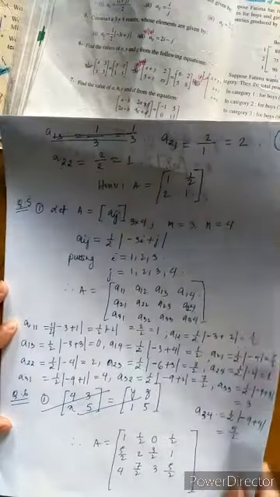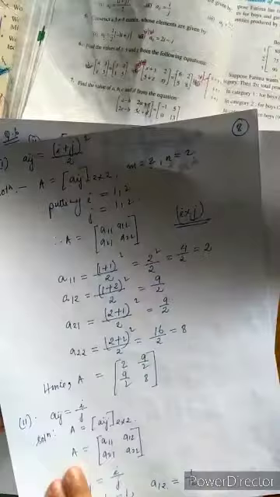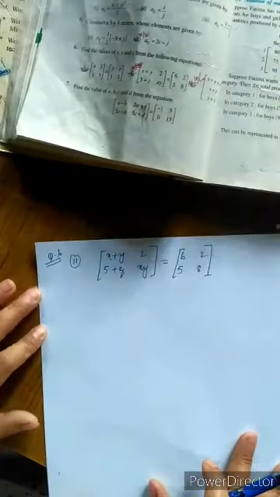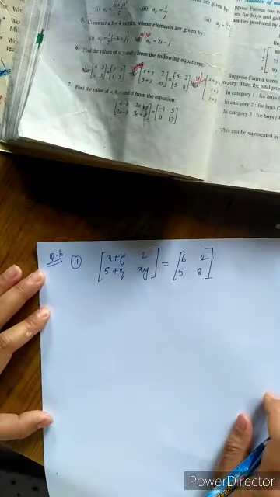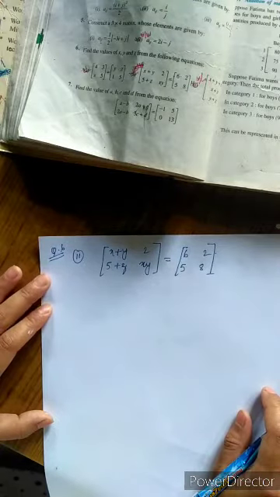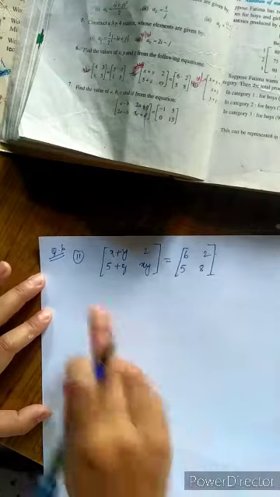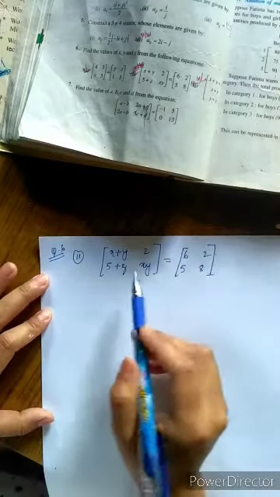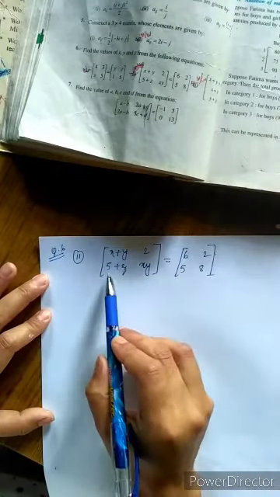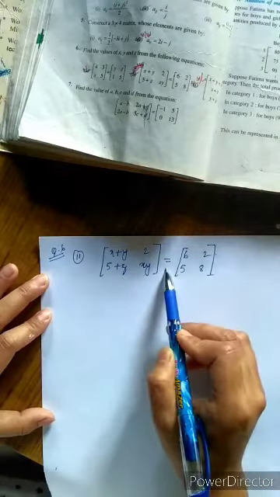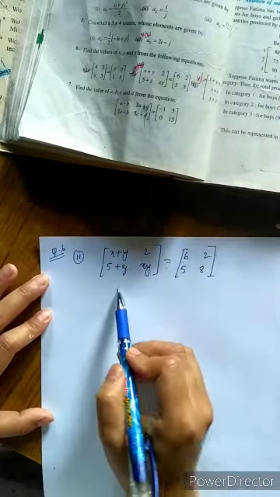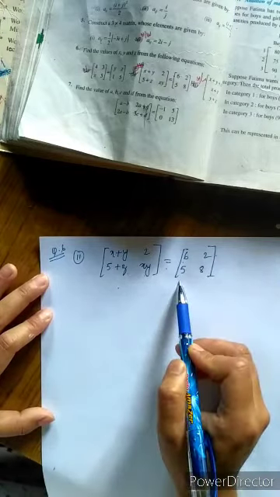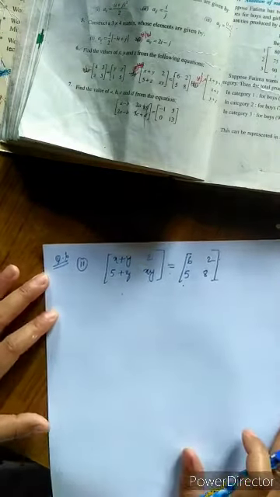Question number 2, homework. Roman number 2, homework. Next, question number 6, Roman number 2. Find the values of x, y, z from the following equations. Question number 6, Roman number 2: matrix x plus y, 5 plus z, xy is equal to 6, 5, 8. The matrix on the left hand side is equal to the right hand side.